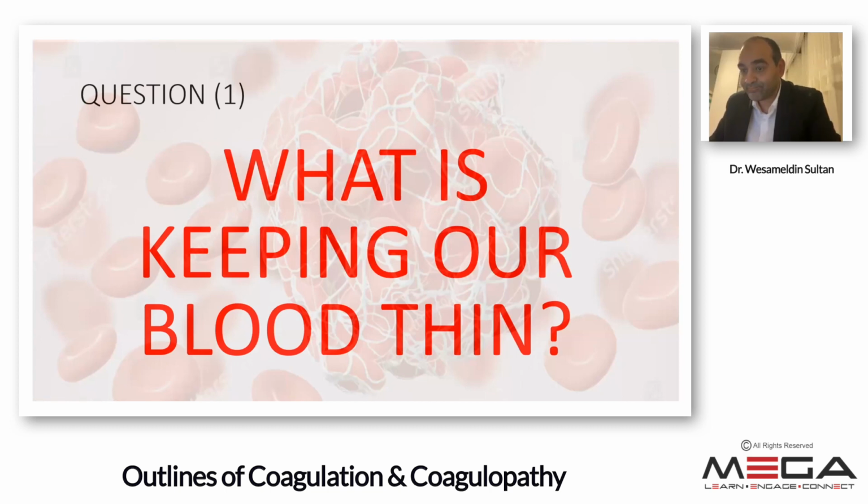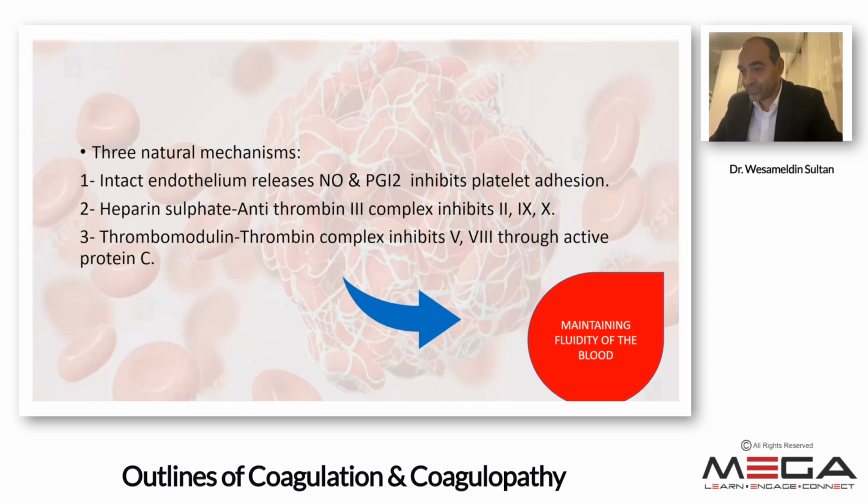First, we should ask a question. What is keeping our blood thin? Actually, we have three natural mechanisms. Number one, the intact endothelium releases nitric oxide and prostacyclin I2. This inhibits platelet adhesion.